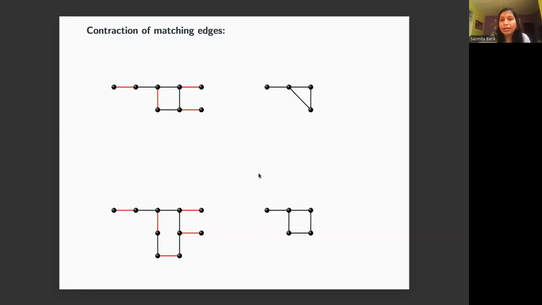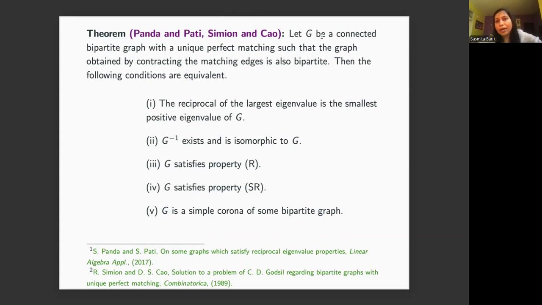In that class, what has been proved is: if you start with a connected bipartite graph with a unique perfect matching such that the graph obtained by contracting the matching edges is also bipartite, then these conditions are all equivalent. The reciprocal of the largest eigenvalue will be the smallest positive eigenvalue, and G inverse will exist and it is isomorphic to G. And G will satisfy property R, G will satisfy property SR, and G is nothing but a corona. We have already taken G bipartite, so it's just a corona of a bipartite graph. So all these conditions are equivalent.